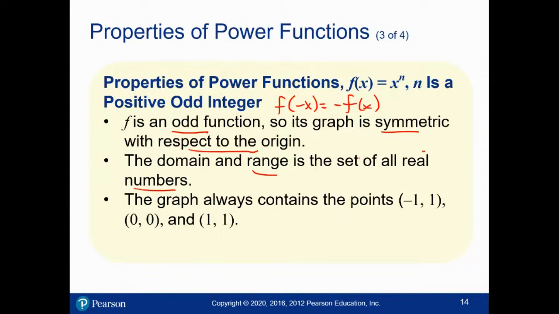Okay. And this is a typo, just to fix this. It doesn't contain the point (-1, 1). It contains the point (-1, -1). (0, 0) and (1, 1), these are correct. So because we're raising to an odd power now, if you take a negative number and raise it to an odd power, you do get out something negative.